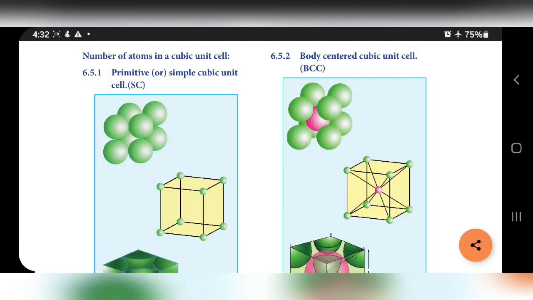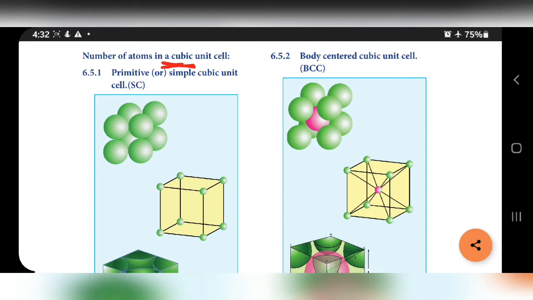Good morning students. Next topic, number of atoms in cubic unit cell. Already you know, in our last video class we learned that totally 7 types of primitive crystal systems are given: cubic, tetragonal, orthorhombic, hexagonal, monoclinic, triclinic, rhombohedral. Out of those 7, in this lesson we are going to learn about only cubic.